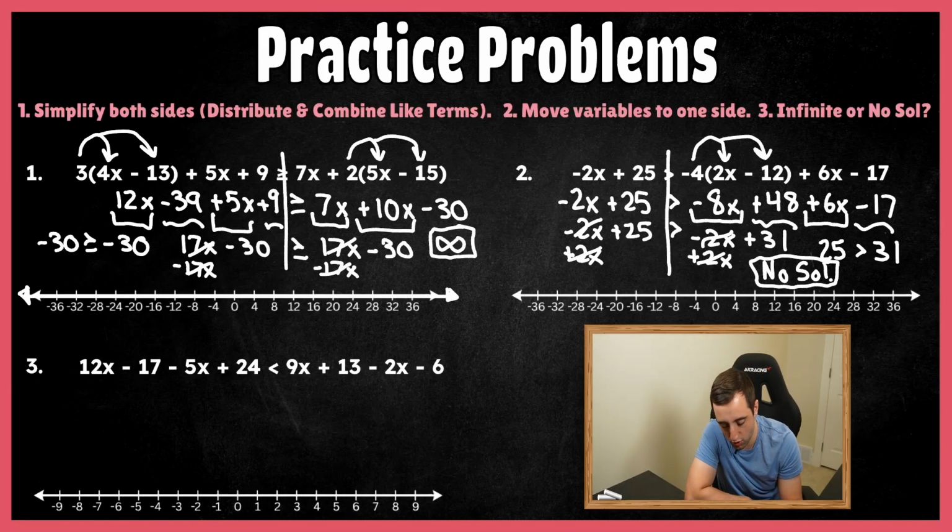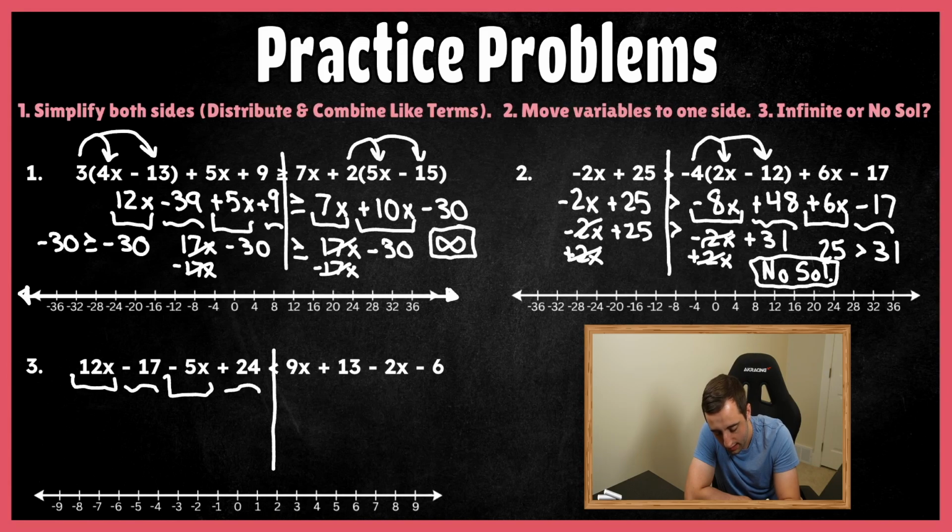Right, and then moving on to number 3. Hopefully you're 2 for 2. Let's go ahead and draw our line. We have no distributive property, so that's nice, saves a little bit of time, but we do have two pairs of like terms. So 12x and our minus 5x. We have a negative 17 and a 24. And then on the right side, we also have two pairs of like terms. So on the left side, 12x minus 5x, that's 7x. Negative 17 plus 24, that's going to be a plus 7.